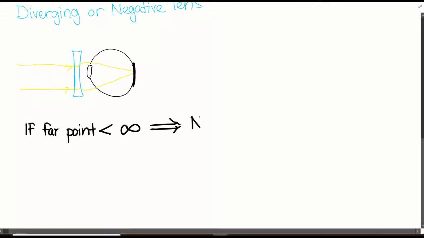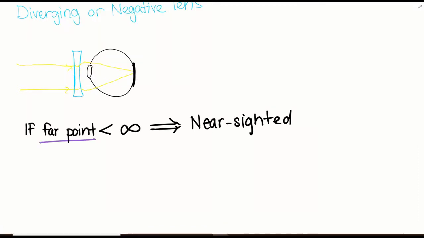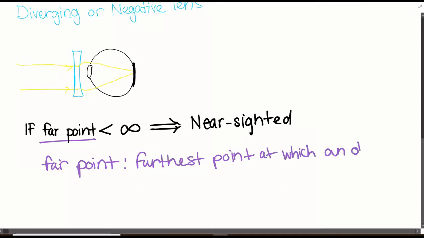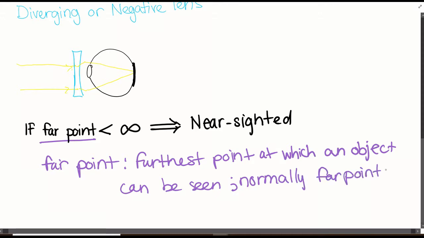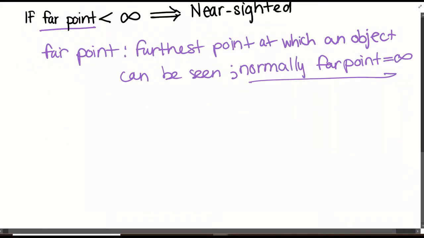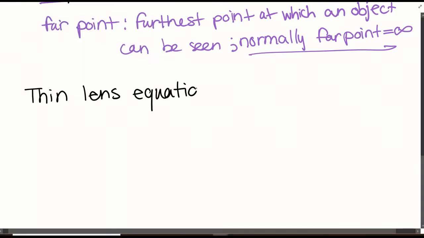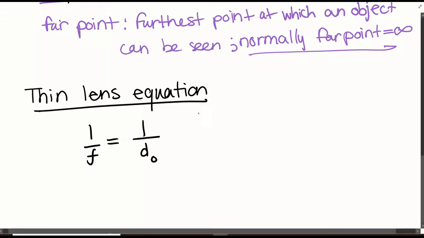Without the corrective lens, a nearsighted person has a far point less than infinity. A far point is the furthest distance at which an object can be seen. In a normal eye, the far point is at infinity. Using our understanding of how diverging lenses correct myopia, the far point of the nearsighted eye, and the thin lens equation, we can calculate the power of the lens needed.